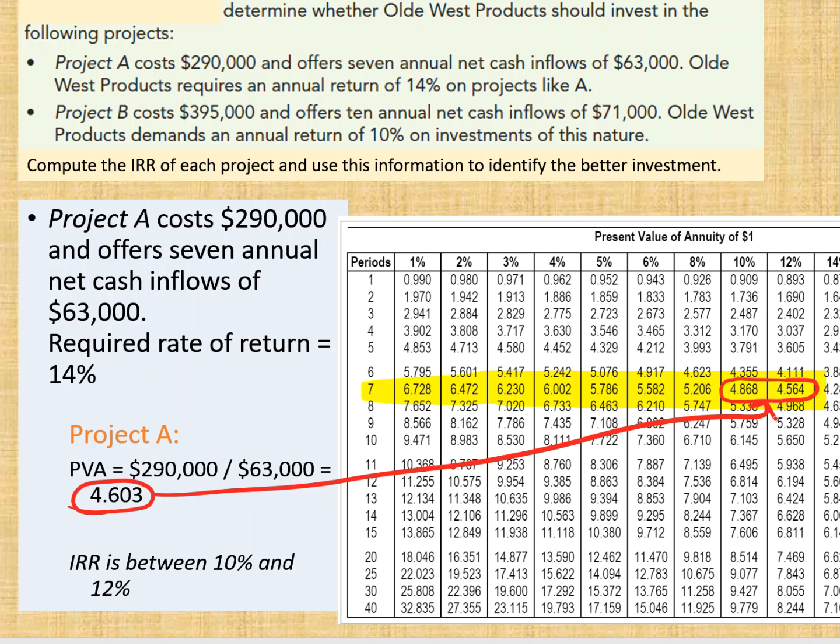So we don't know an exact number if we're using the tables on how to calculate the internal rate of return, but we estimate it between 10 and 12%. This is a drawback to using the tables to calculate IRR. I would encourage you for something more accurate to use Excel, and I'll attach a video on how to do that as well. So let's go now and take a look at project B.